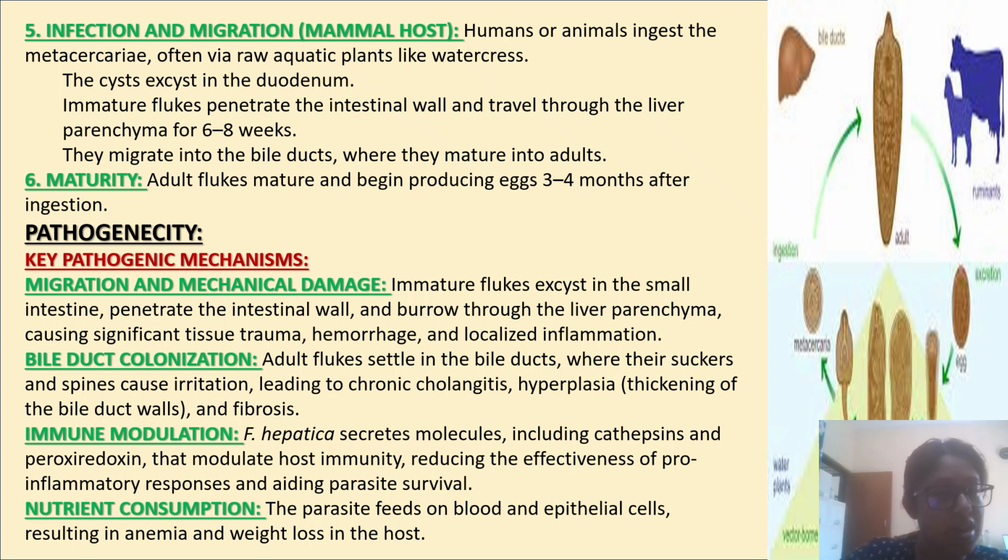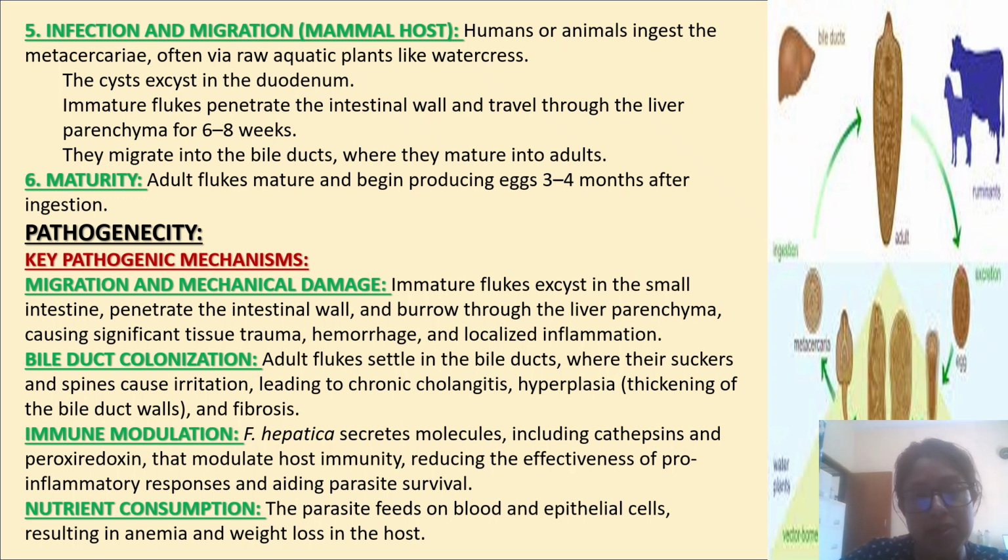Next, pathogenicity of the liver fluke. Key pathogenic mechanism: migration and mechanical damage. Immature flukes exit the small intestine, penetrate the intestinal wall and burrow through the liver parenchyma, causing significant tissue trauma, hemorrhage, and localized inflammation. Next, bile duct colonization. Adult flukes settle in the bile ducts where their suckers and spines cause irritation, leading to chronic cholangitis and hyperplasia, that is thickening of the bile duct wall, and fibrosis.